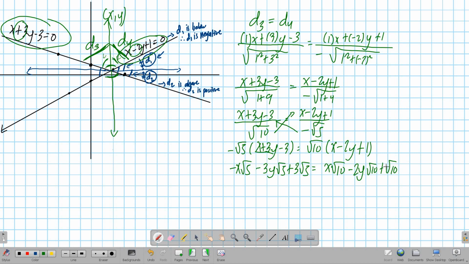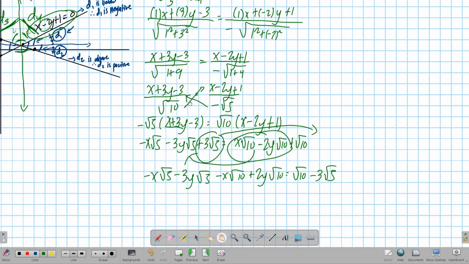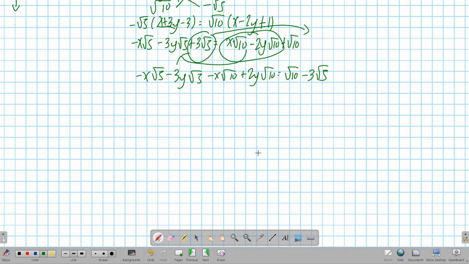Para natin magaya yung ginawa natin kanina, ilagay na natin yung constant dito sa right side at itong may coefficient sa left side. So, I'm going to have negative x square root of 5 minus 3y square root of 5 minus x square root of 10 plus 2y square root of 10 is equal to square root of 10 minus 3 square root of 5. So, from here, baba na natin ito. From here, we can factor out, we can combine like terms.